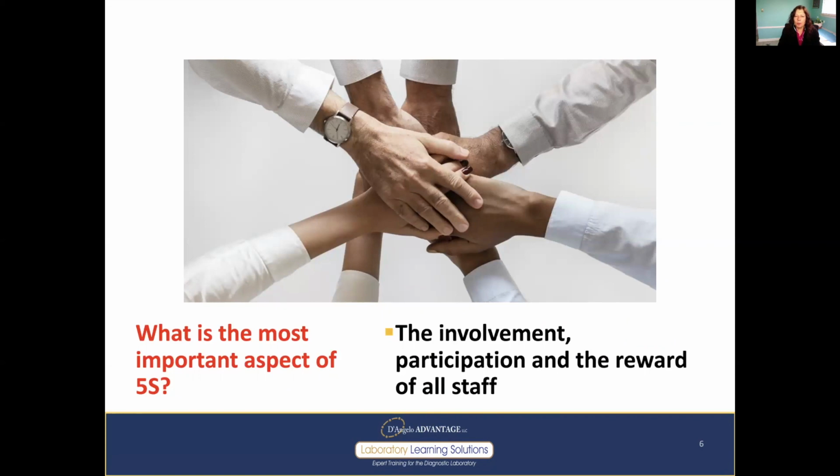So what is the most important aspect of 5S? Well, it's people, and it's the people that are helping, they're participating, and we want to ensure that we reward them for participating. Now, we might not be able to give them a couple dollars an hour, but we can actually write them a nice note. We can give them a little, maybe a gift card. We can buy them a cup of coffee, anything to show appreciation, because people that participate in 5S are actually going over and beyond. So we want to make sure that we reward staff for their participation.